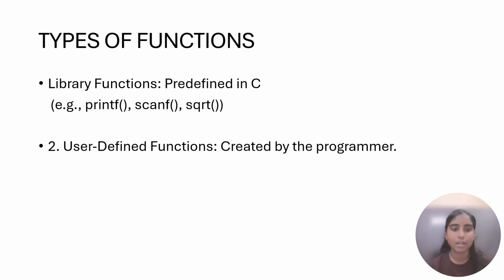Types of functions. There are two types of functions: library functions and user-defined functions. Library functions are predefined in C programming, for example printf, scanf, sqrt, and so on. The second one is user-defined functions. These are created by the programmer.